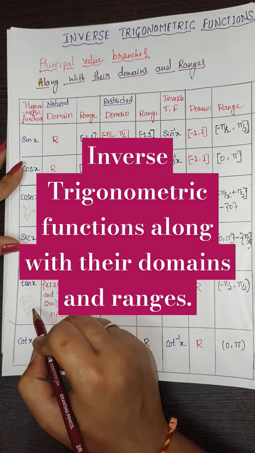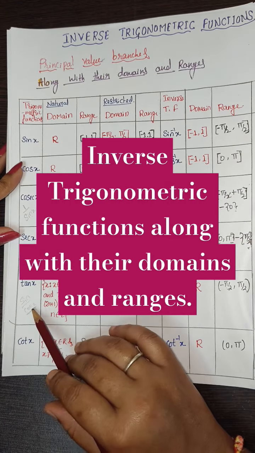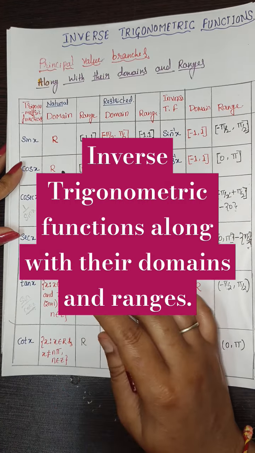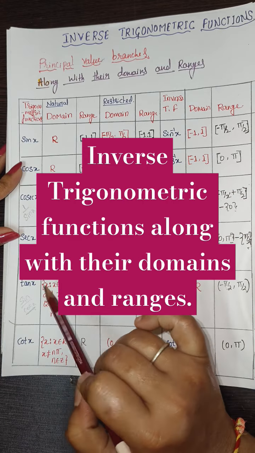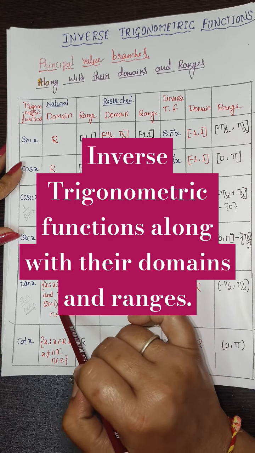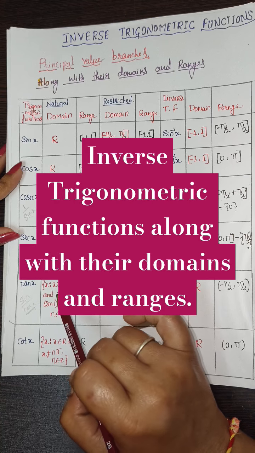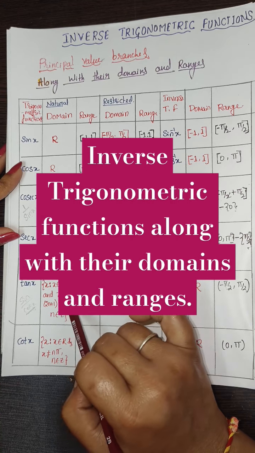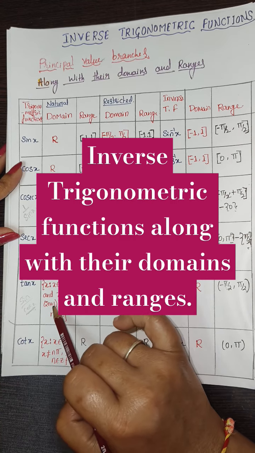Sin x by cos x, again the denominator is cos x, similar to secant x, so the denominator should not be equal to 0. That's the reason the domain of the graph of tan x is also the same as it is for secant x: all the real numbers except x not equal to (2n plus 1) pi by 2. In cos pi by 2, cos 3 pi by 2, the value will come 0. That's the reason all the real numbers except x should not be equal to (2n plus 1) pi by 2.